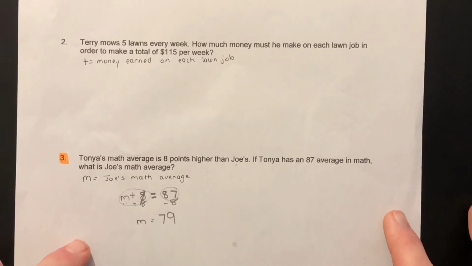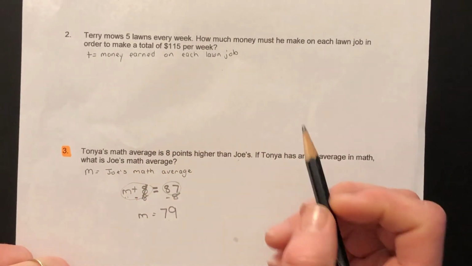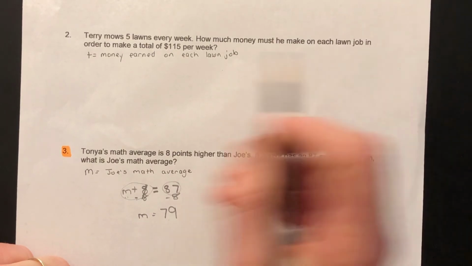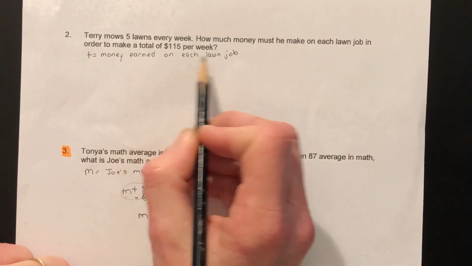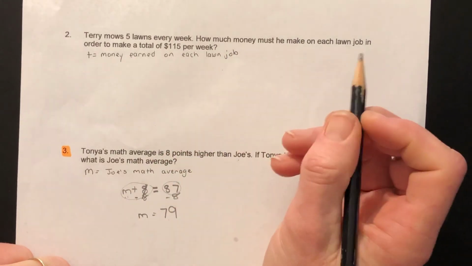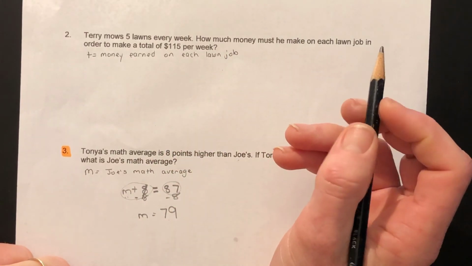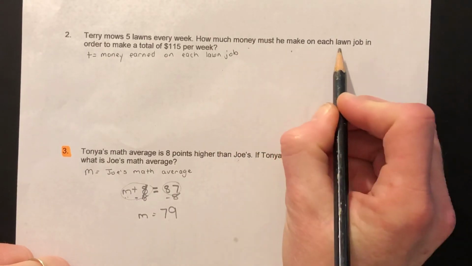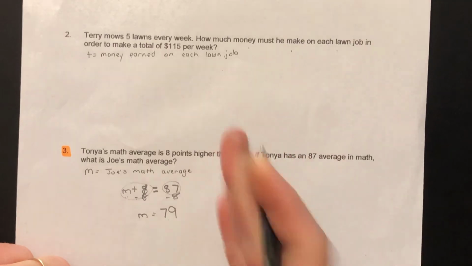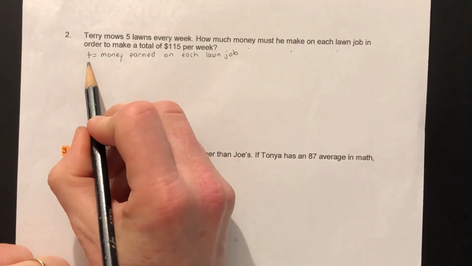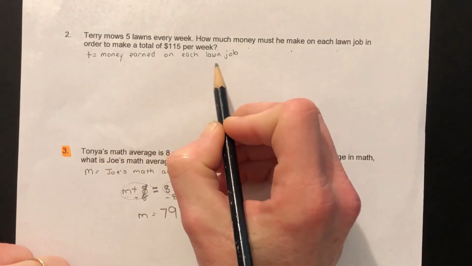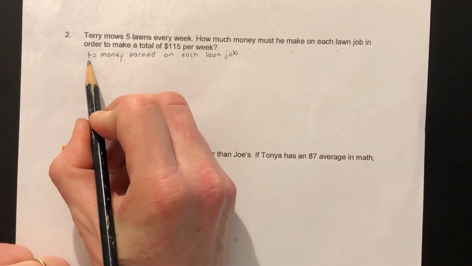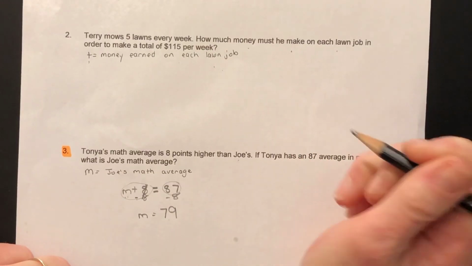Number 2, Terry mows 5 lawns every week. How much money must he make on each lawn job in order to make a total of $115 per week? So we want to know how much money he must make on each lawn. We want to know how much he earns on each lawn. So our variable T will be money earned on each lawn job. You use that variable in place of the information that you're supposed to find. Got it?